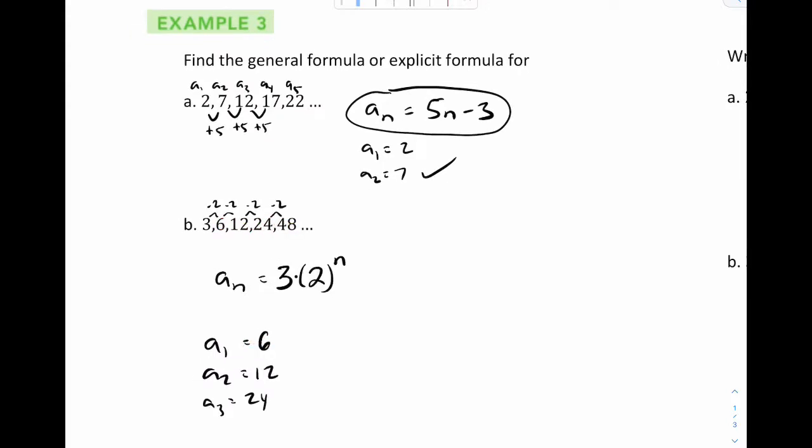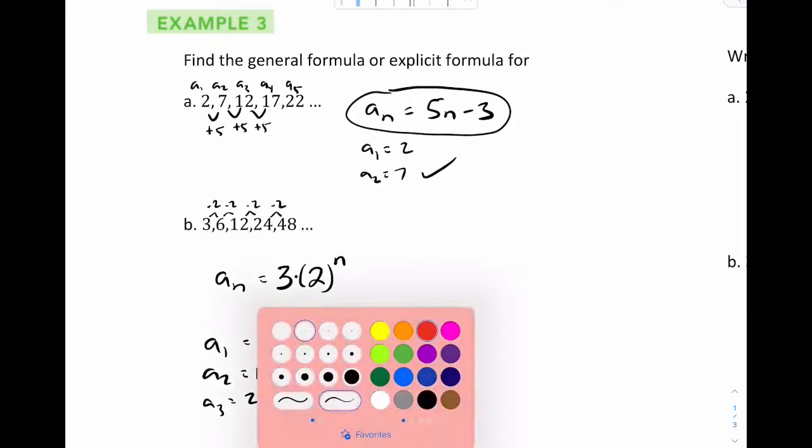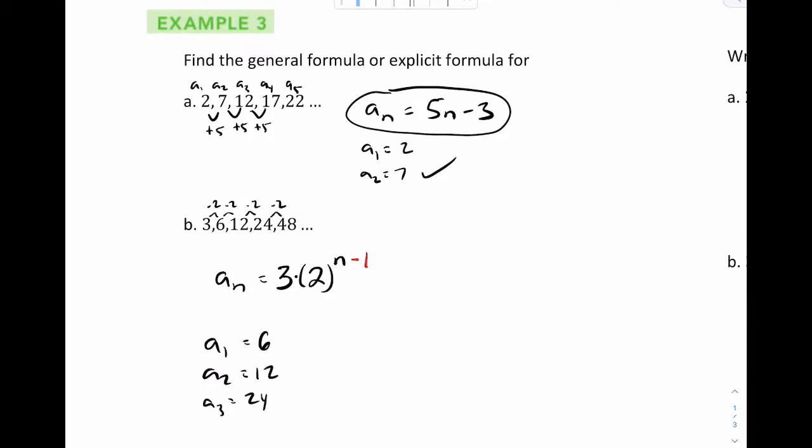I have these numbers. I just don't have this 3. So think of it as like the series is just one step ahead. So to adjust this, I'm just going to do a -1 right here. Because if I do that, let's see what happens. If I plug in 1, I get 3 times 2 to the 0, which is 3. Good. 3 times 2 to the 1, which is 6. 3 times 2 squared, which is 12. So it checks out. So here is our formula.